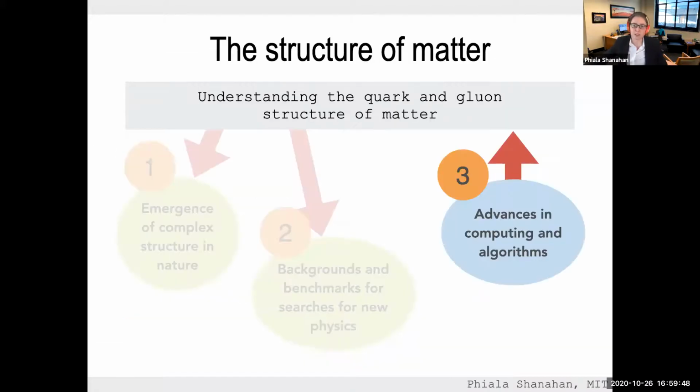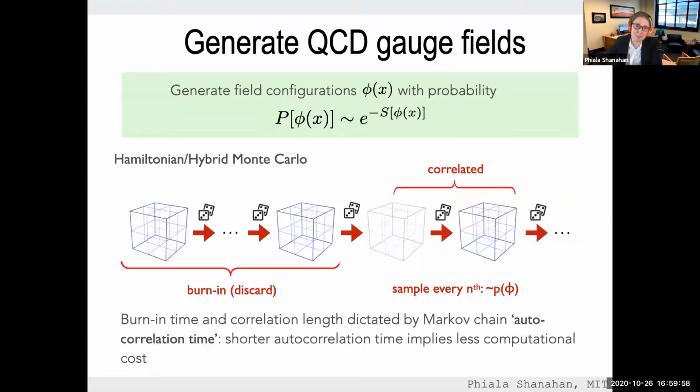And so that brings us to this last part of the talk, which is how advances in computing and algorithms are advancing what we can do in this area. And I want to give you just one example. One of the computational steps you have to do in these calculations is generating the field configurations. That's why I showed that integral at the start of the talk. Just mathematically, we need to generate field configurations here with this known probability distribution given by the exponential of the action, right? So what we usually do is a procedure known as hybrid Monte Carlo or Hamiltonian Monte Carlo.